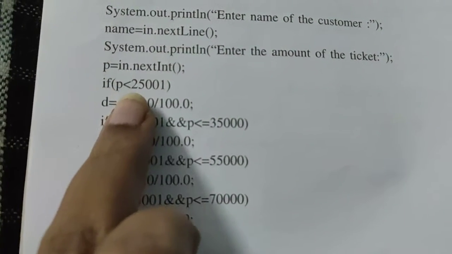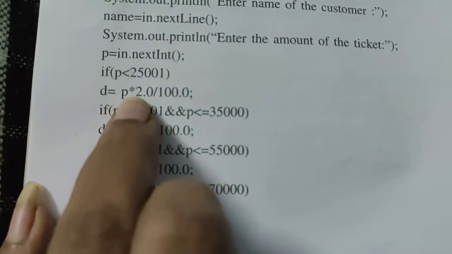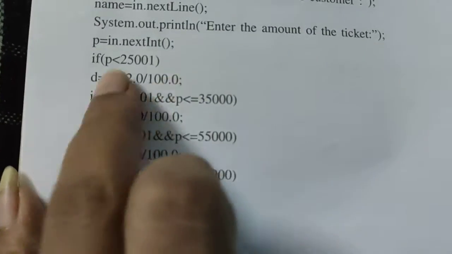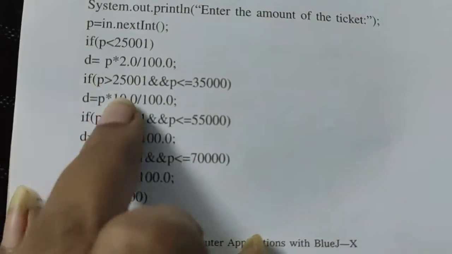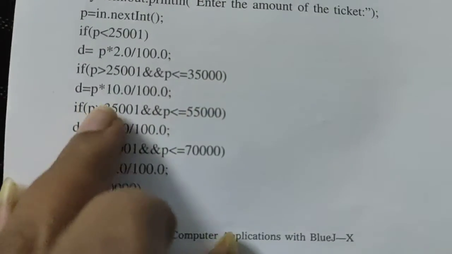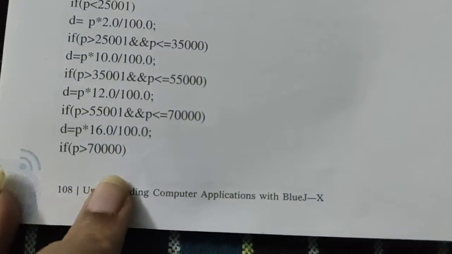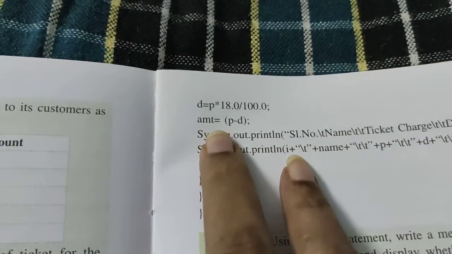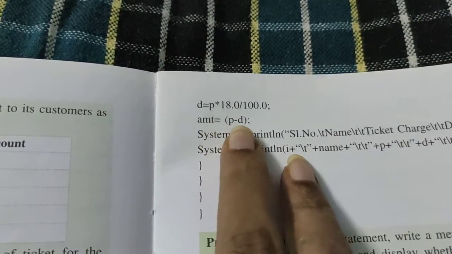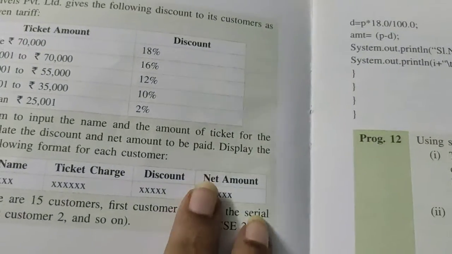If P is less than 25,000 it means the discount percentage is 2. So they have calculated the discount amount. Similarly for this, if P is greater than 25,000 and less than 35,000 it means 10% discount. Like that for each and everything they have calculated the discount. And at last, amount is equal to the original price minus the discount. Then only you will be getting the net amount.